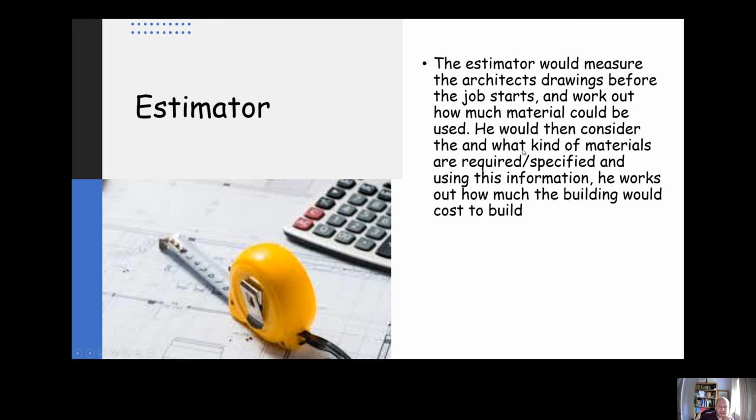The estimator's job is fairly similar to the QS, but they would do similar stuff before the job starts. They'd work out how much material it's likely to require to carry out the job. They'd also think about the amount of time and how much that's going to cost, obviously, because people need to be paid. Then he'd work out the approximate cost of how much the building would cost to build, and he'd be involved in writing up the tender document, the bid for the job.